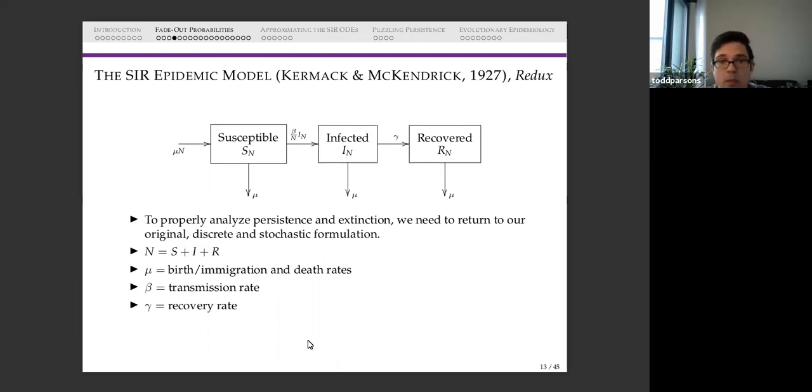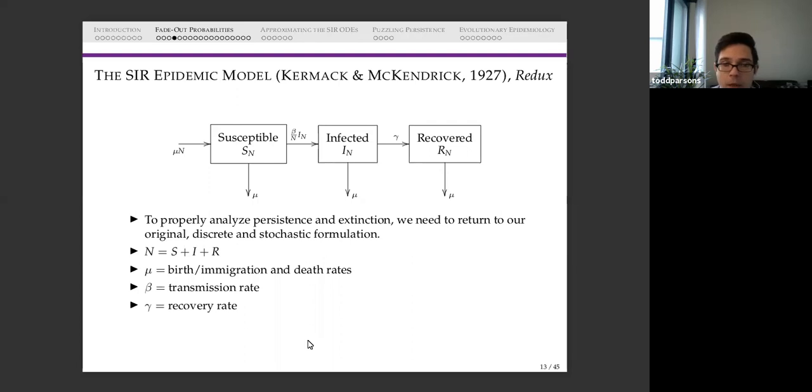For the sake of simplicity, all individuals are going to be assumed to be identical to each other. So I'm not taking into account age classes, vaccinated classes. These are all things that we can do with a bit more work. It complicates the picture, and I want to keep things simple for today.